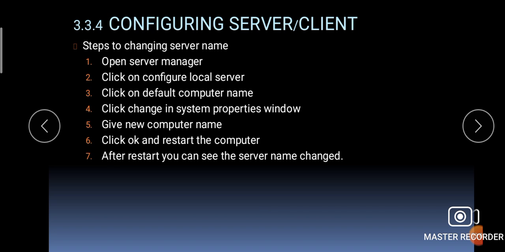Whenever we want to configure server and client, we first have to follow the steps for changing the server name. Open Server Manager, then click on Configure Local Server, then click on the default computer name, then click Change in the System Properties window. Then give a new computer name, click OK and restart the computer, and after restart you can see the server name has changed.